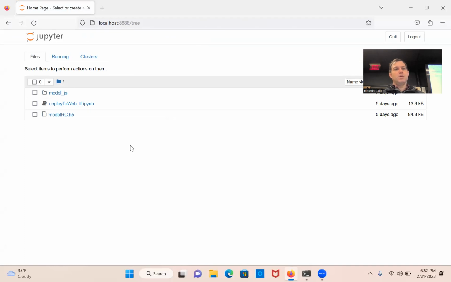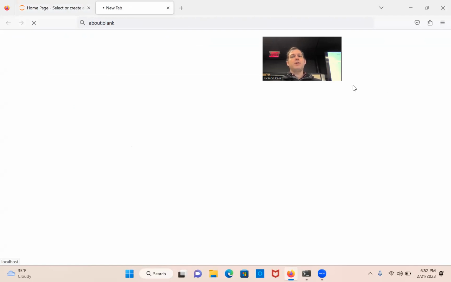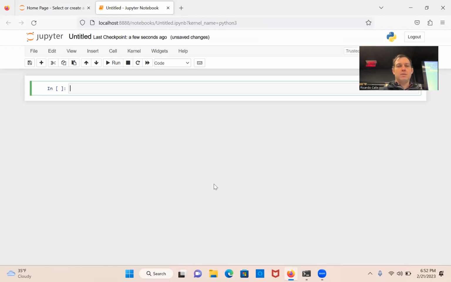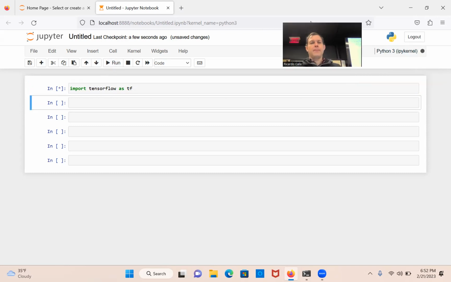All right, I'm going to create a new notebook here, New Python 3. And this is just to demonstrate softmax. All right, so what we want to do, this should have TensorFlow already. So let me just do import TensorFlow as TF. Okay, all right, great. So it's working.